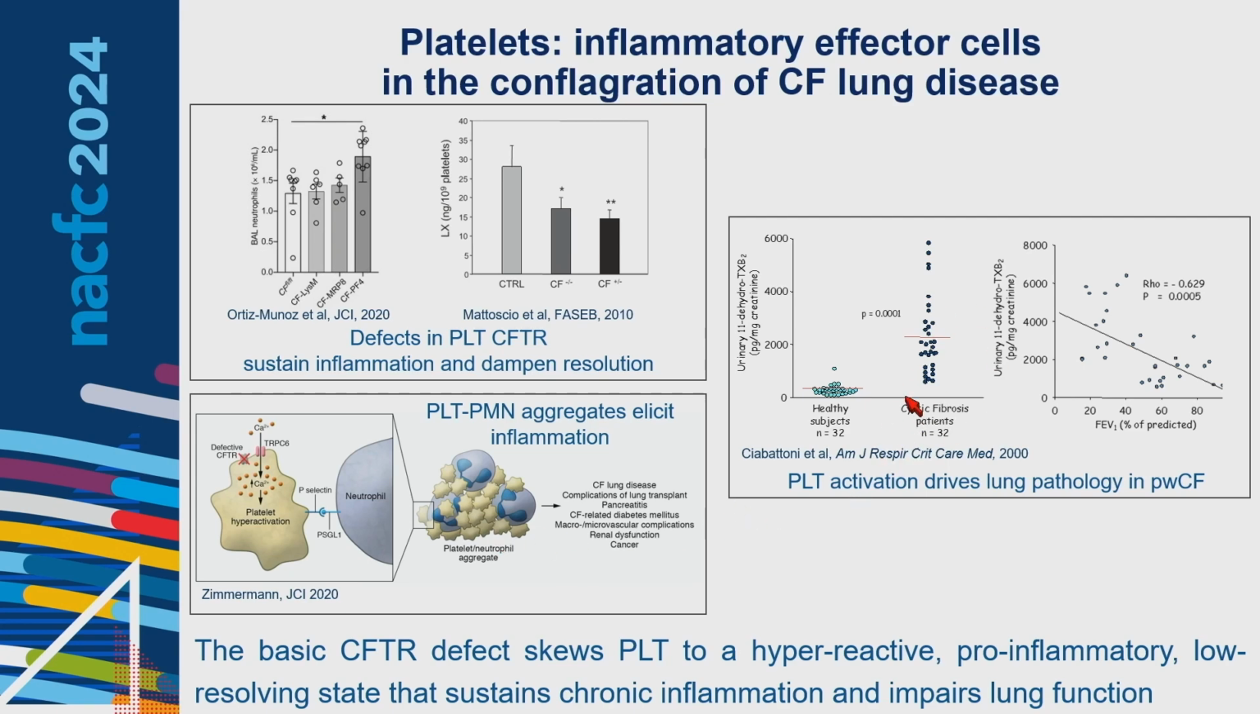And importantly, what we also observed several years ago is that the increased platelet activation, as measured by the increased thromboxane B2 levels, is associated with worsened pulmonary function, as you can see here by this negative correlation. Patients with the higher platelet activation also show the reduced FEV1, which reflects reduced lung respiratory function. Therefore, we can conclude from all these experiments that the basic CFTR defects skew platelets to a hyperactive, pro-inflammatory, and low-resolving state that sustains chronic inflammation and impairs lung function.